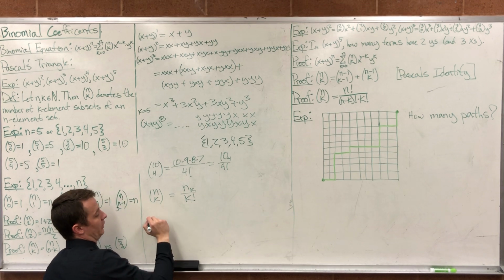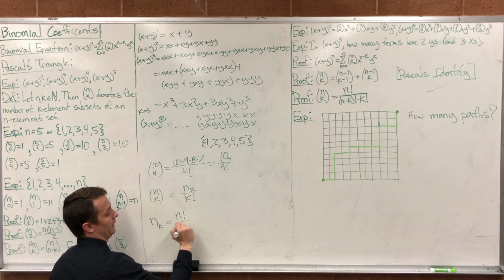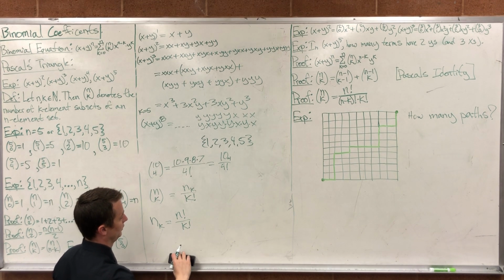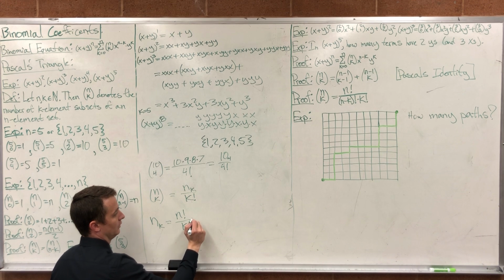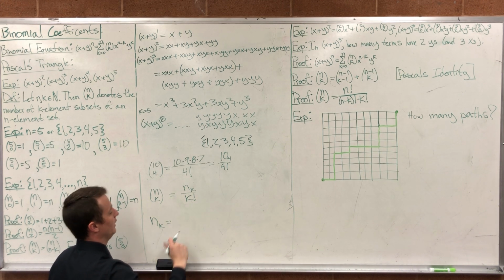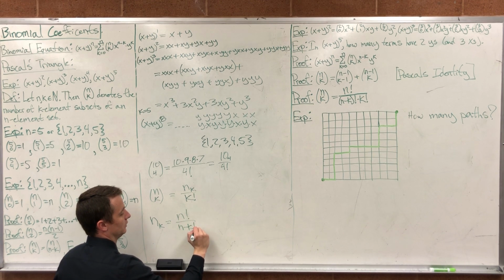One last piece of the puzzle here. N sub k is n factorial divided by k factorial. Wait, is that right? N minus k. Yeah, I think that's right. Now, n minus k factorial, thank you. N factorial over n minus k factorial.